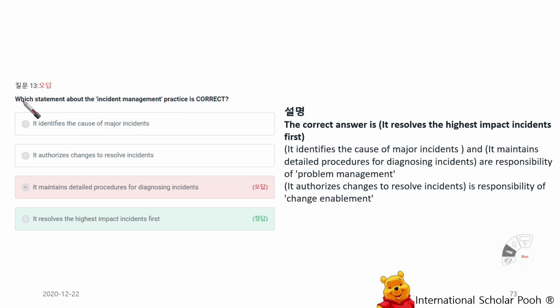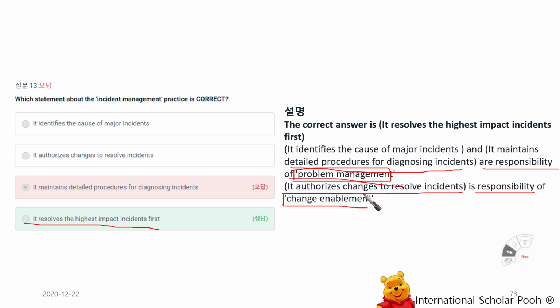Which statement about the incident management practice is correct? It resolves the highest impact incident first. The correct answer is resolve the highest impact incident first. Identifying the cause of a major incident and maintaining detailed procedures for diagnosing incidents are the responsibility of problem management. Authorizing changes to resolve incidents is the responsibility of change enablement.